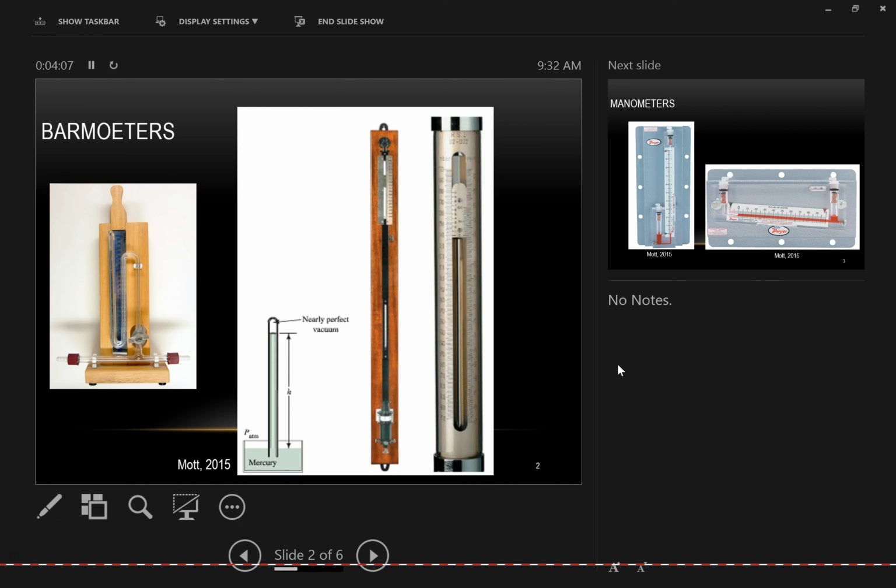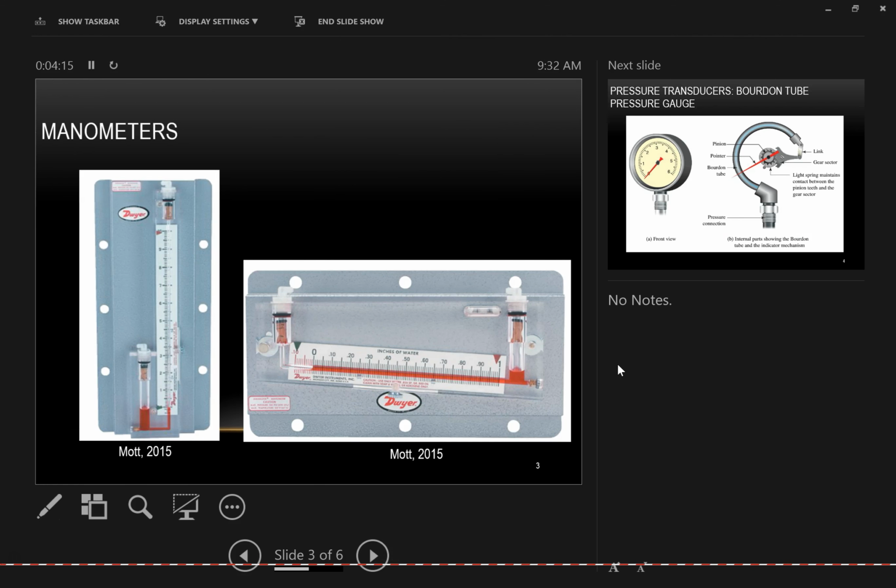All right, so what does a barometer only measure? Atmospheric pressure only. Okay, then we have what they call manometers. All right, these measure a change in pressure.